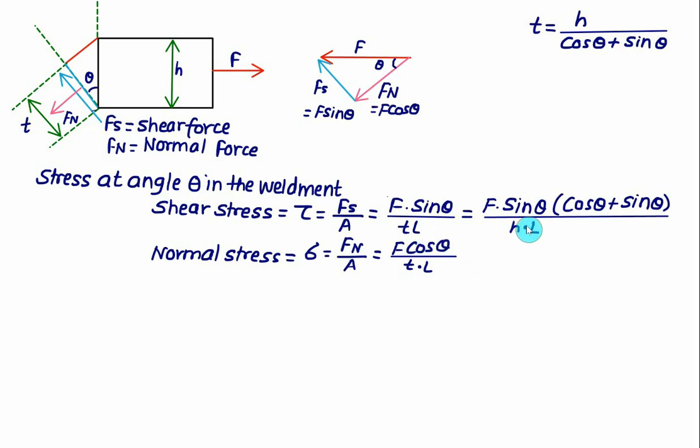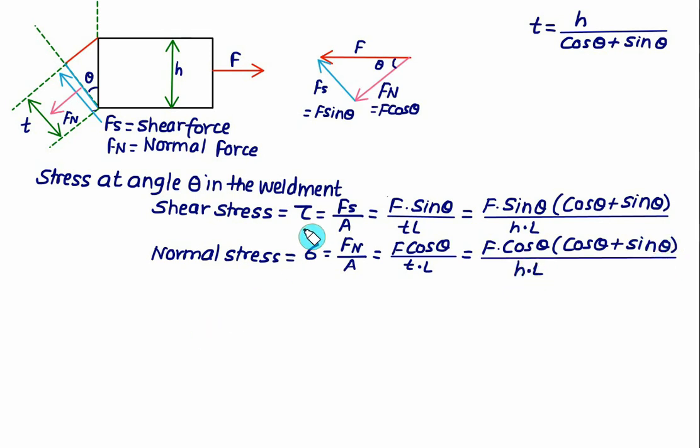So this one is the shear stress in the form of angle theta. Naturally the shear stress is a function of theta, as well as the normal stress, which is given as Fn by A. Fn we have is equal to F cos theta divided by T. T we can again replace. So cos theta plus sin theta will come in the numerator. So we have normal stress equal to F multiplied by (cos theta plus sin theta) divided by H into L.